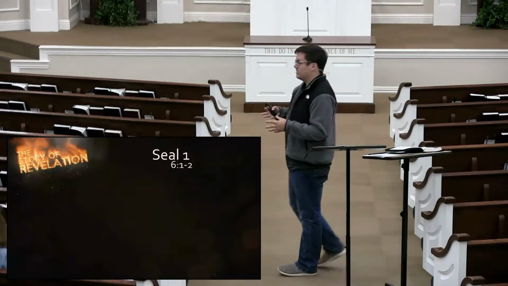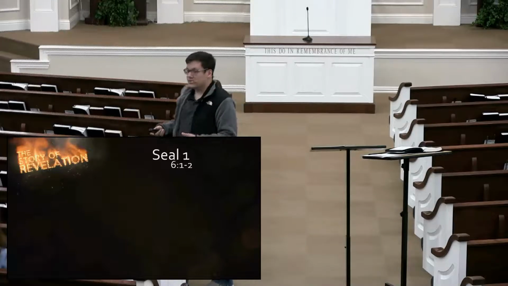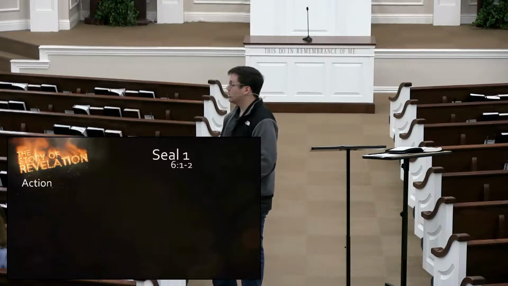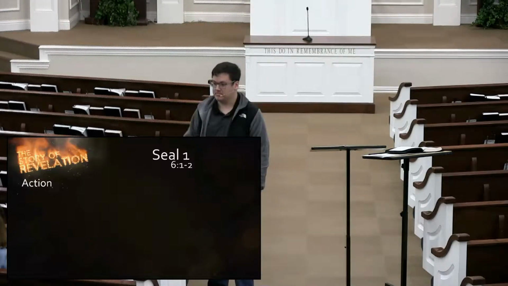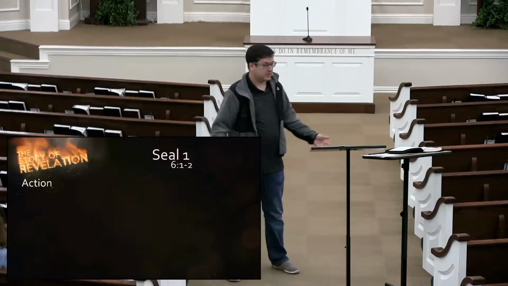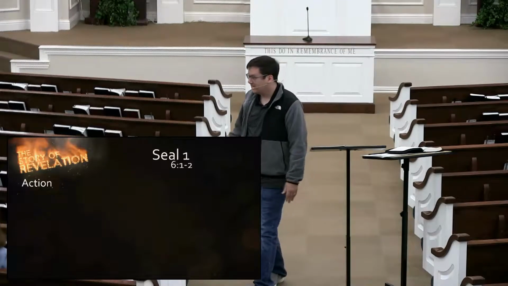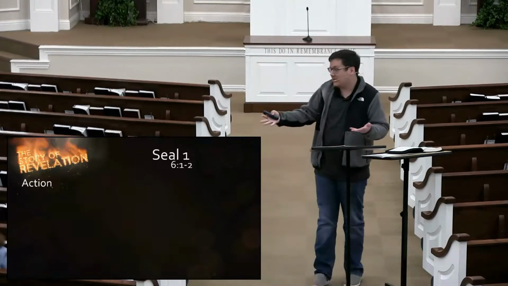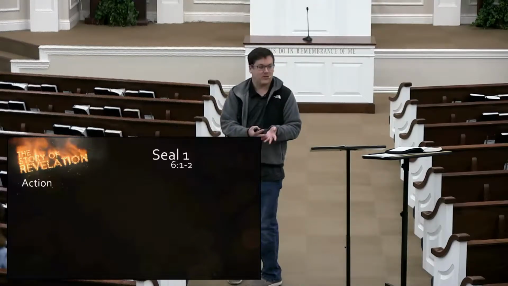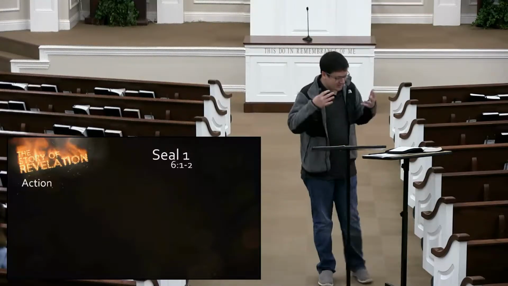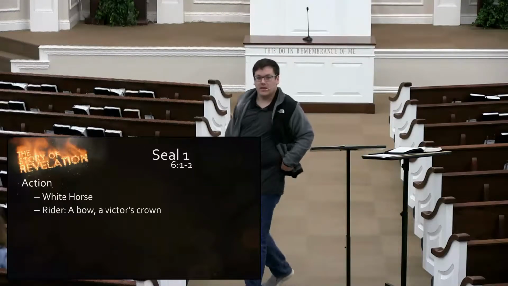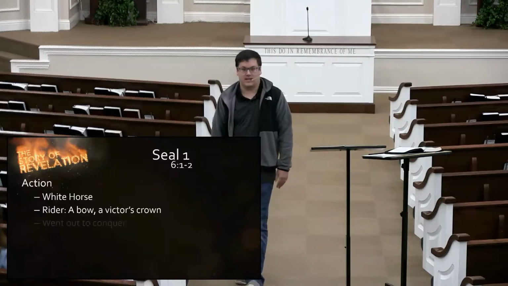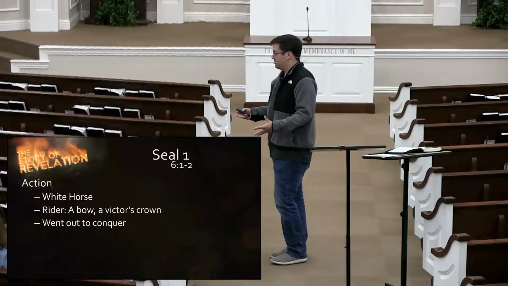We're going to go through each of these seals piece by piece, okay? So for seal number 1, describe the action. What happens when the first seal is broken? It's rather simple. A voice like thunder and a white horse. Don't be scared to speak out. It's an easy question right there. A white horse comes across the stage with a rider on it, following this loud voice of thunder. This rider has a bow in his hand. He has a victor's crown on his head, and he went out to conquer.